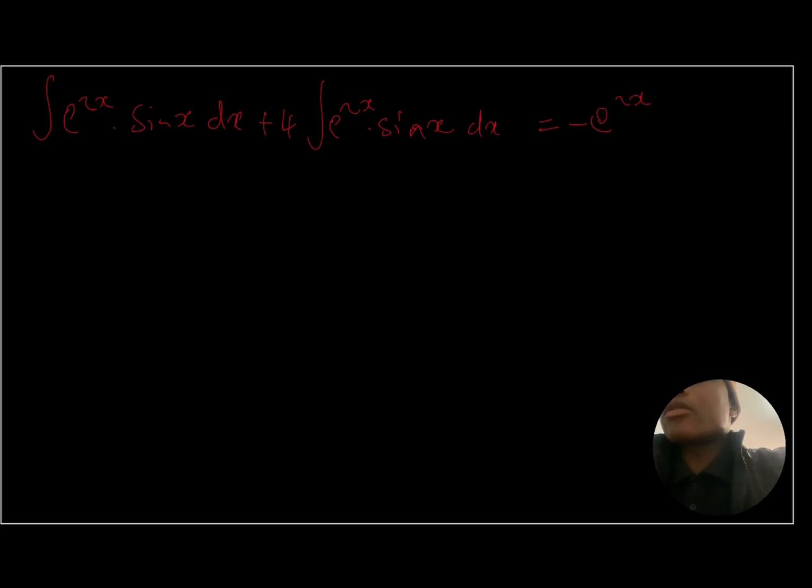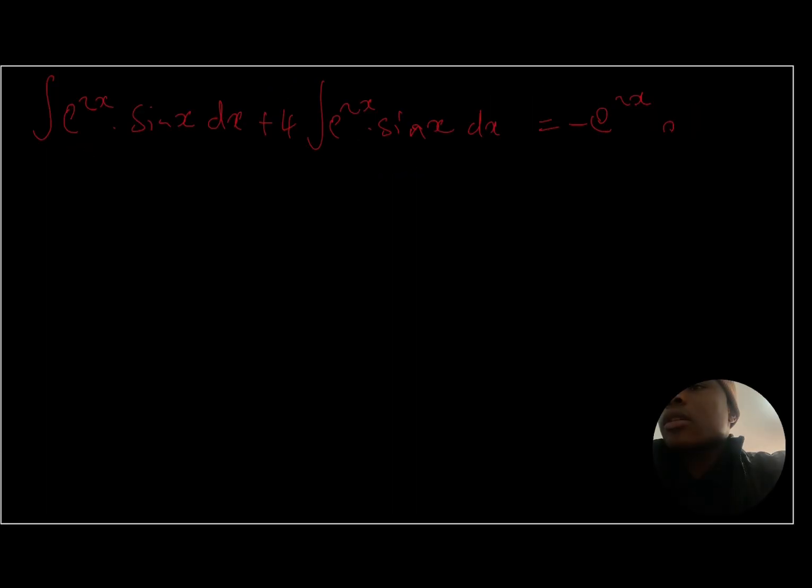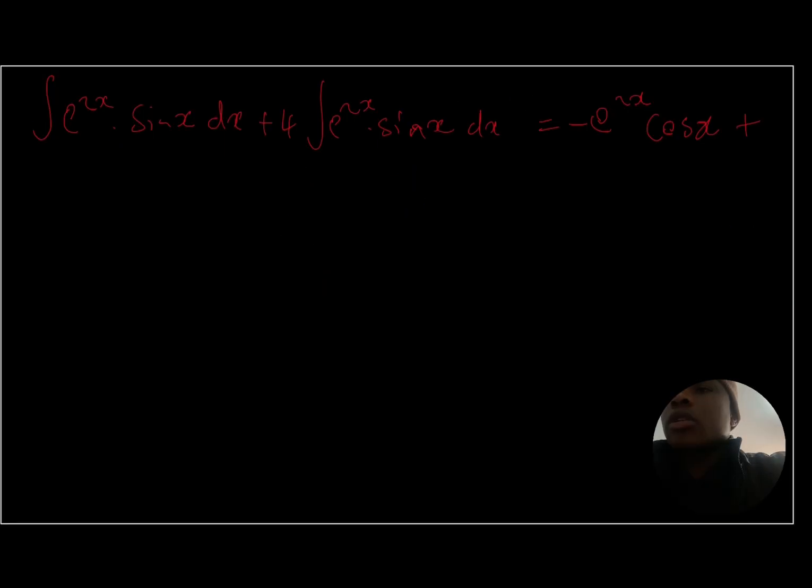negative e to the 2x cos x plus 2 e to the 2x sin x plus c, right?